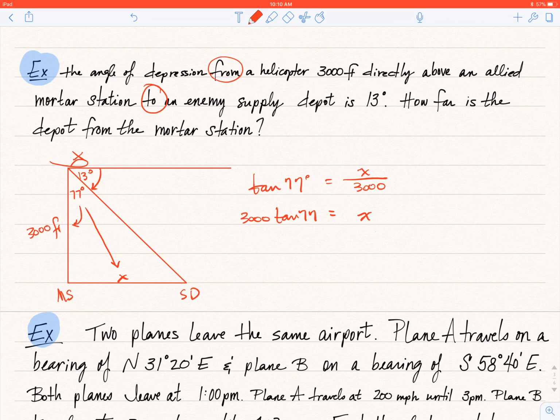Put that into your calculator. And you're going to get 12,994.4276. Make sure you put a label on this. We were not told how to round, so I'm going to keep the 4 places. And your label is in feet.